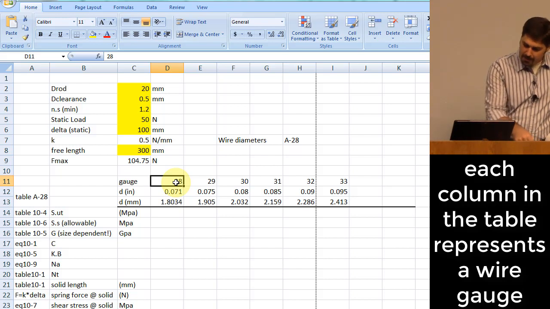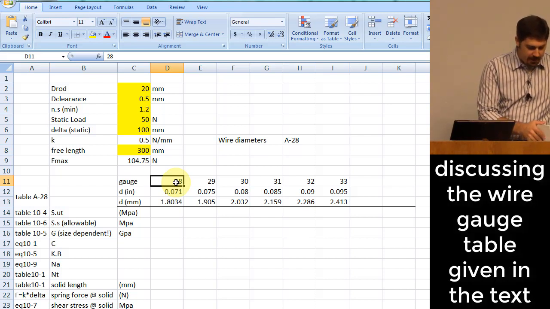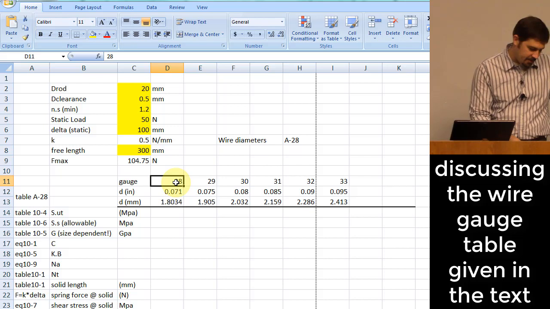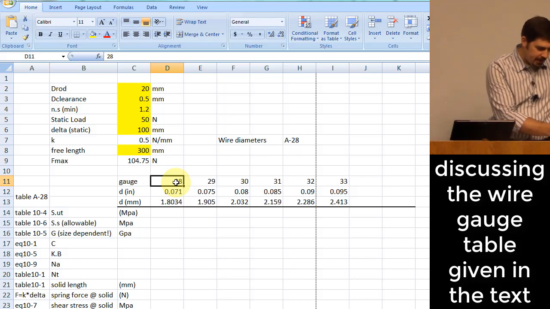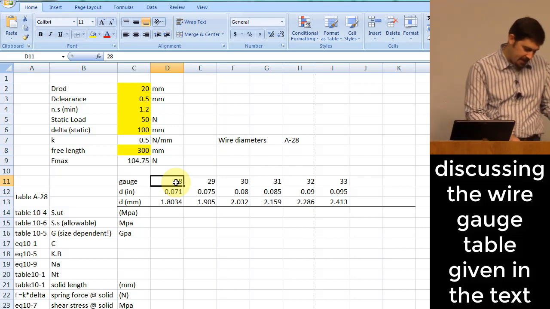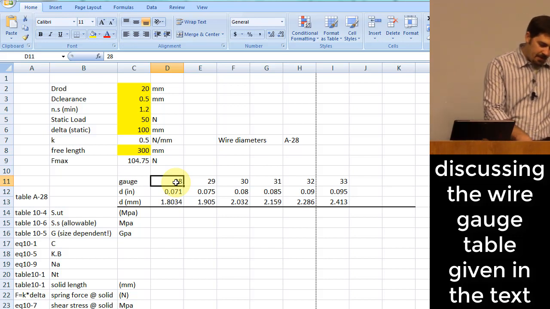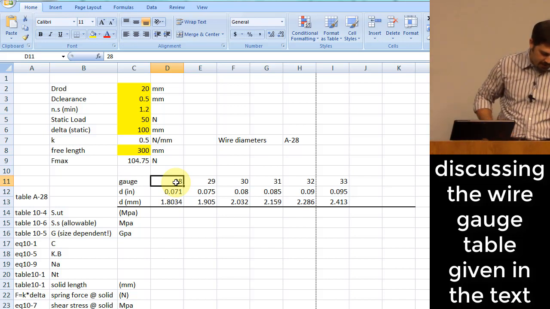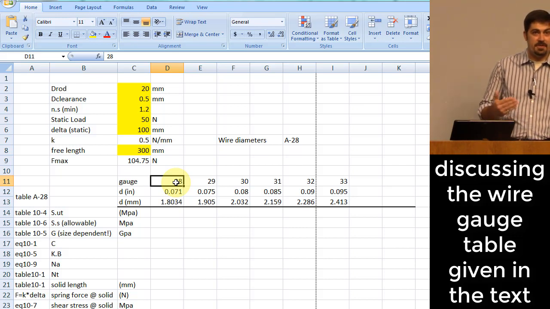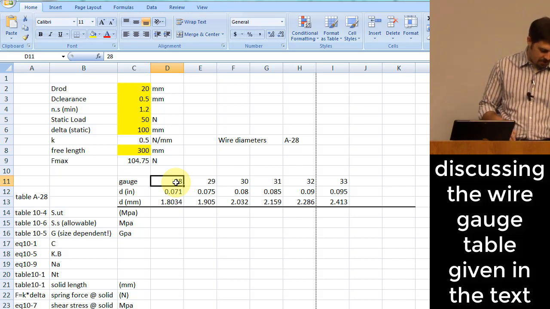If you flip way back to table A28, it's way near the very back of the book. It's a 2-page long table. There are a number of different kinds of wire listed in that table, different standards of wire. There's American or Brown and Sharp. There's Birmingham or Stubbs iron wire. United States standard.